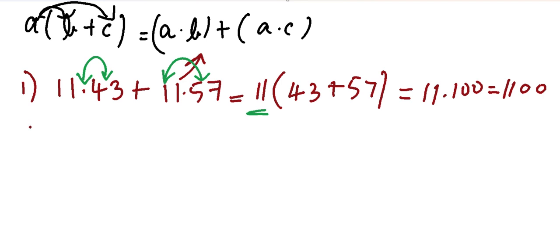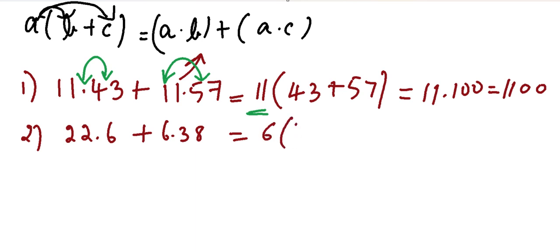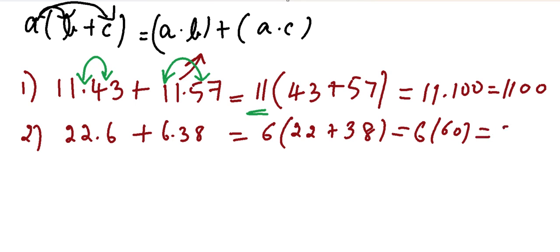Okay, now let's try some other numbers. Maybe we will go with 22 into 6 plus 6 into 38. So we will take the value 6 outside. You get 22 plus 38. And when you add, it's 60. So it's going to be 360. Okay, so in this way, you can make the process easier.